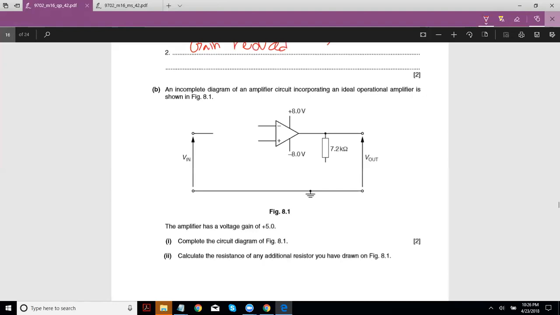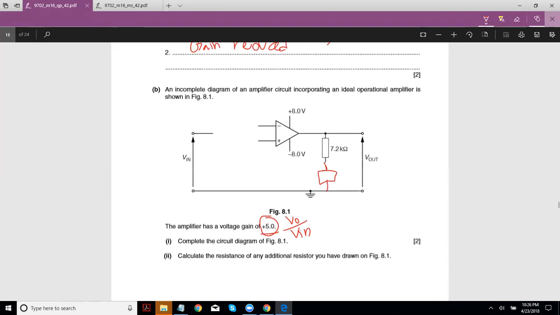Has a voltage gain of this. Again, gain is V out over V in. So yeah, complete the circuit diagram and understand this has to be a non-inverting amplifier. Why? Because जो भी आपके gain की value positive 5 में आ रही है, inverting में negative में आ जाता है because it's inverted. So yeah, so you make another resistor here.